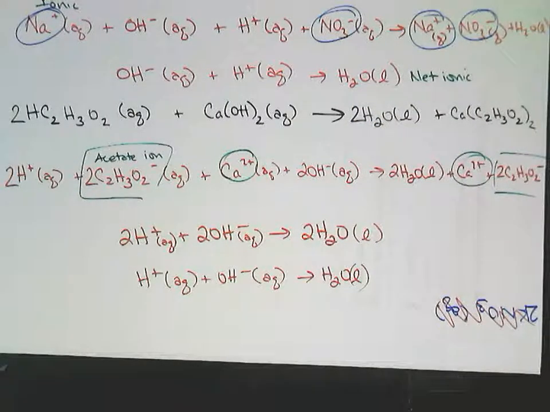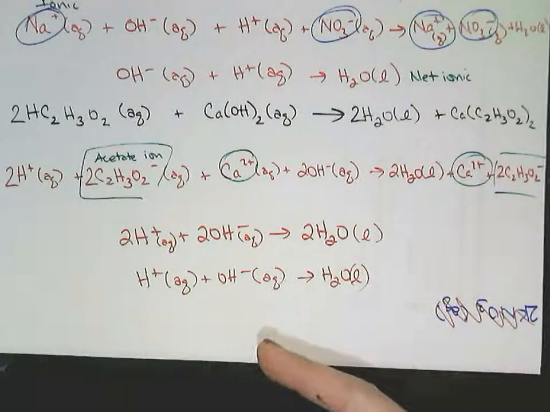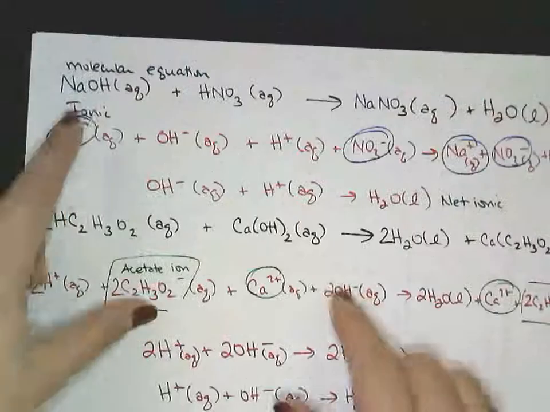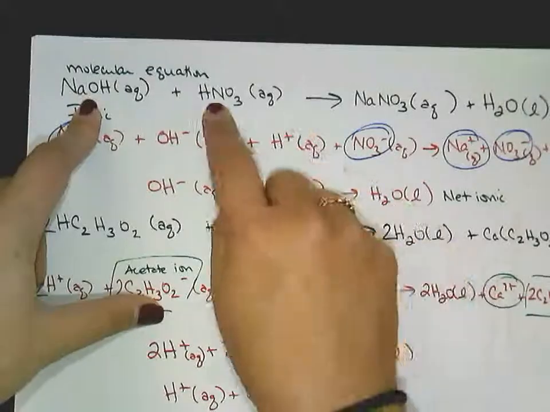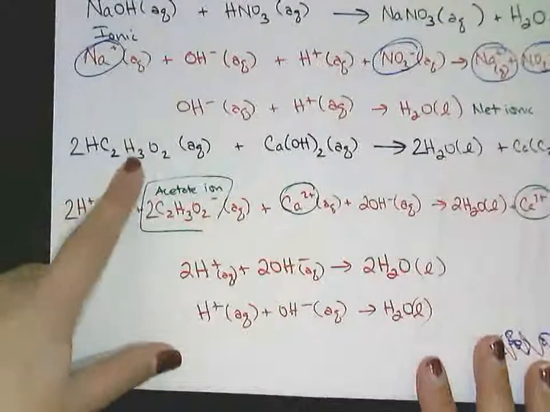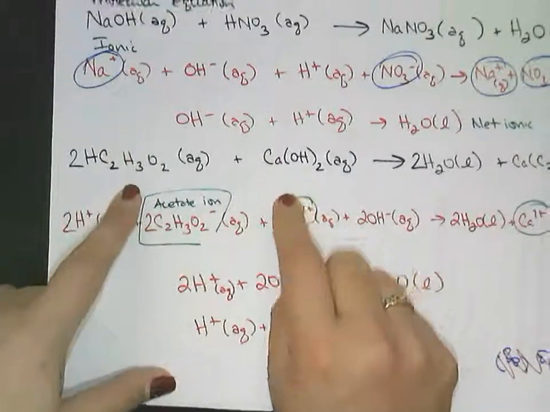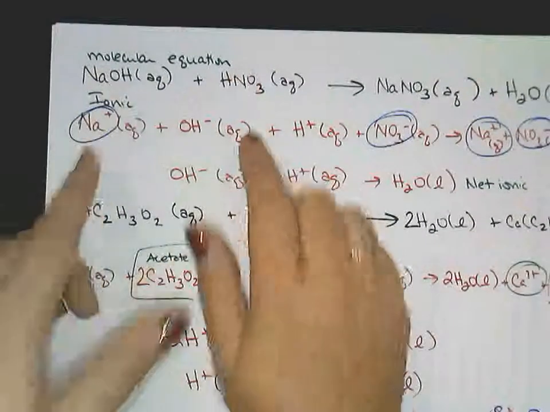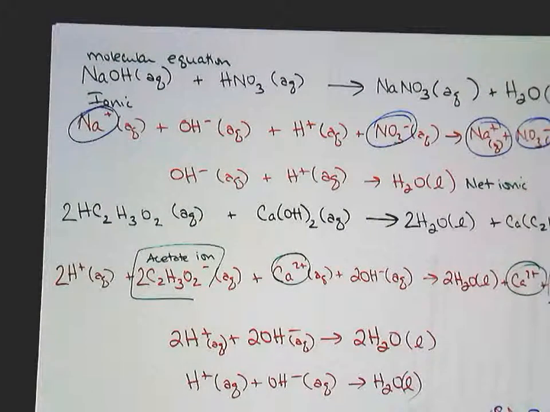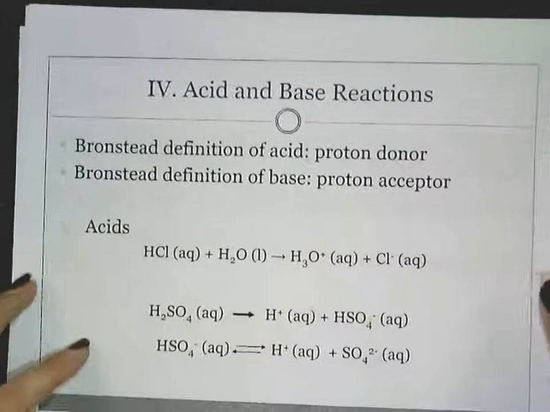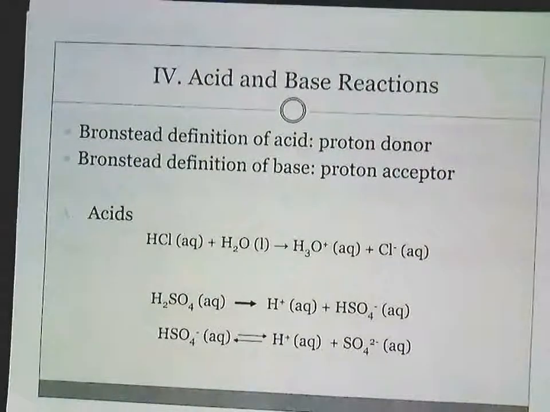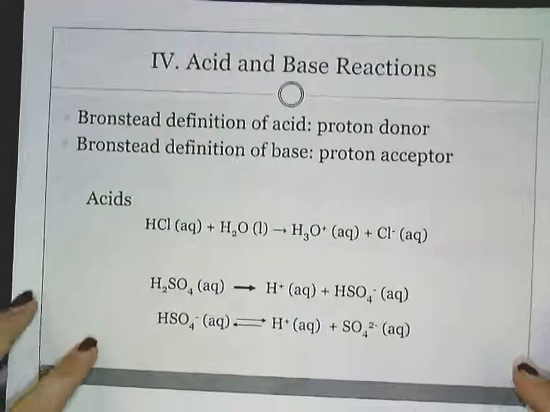These are acid-base reactions, where I had sodium hydroxide, which is a base, and nitric acid. Down here, I had acetic acid and calcium hydroxide, so I had acid-base, acid-base. So now we're ready to do acid-base reactions. All right, so there are 2 different ways we can define what an acid and base is.